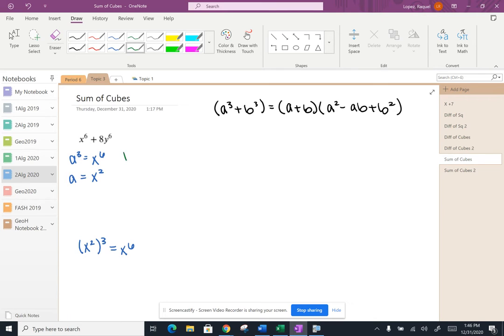Okay, now let's identify what b cubed is. b cubed is going to be 8y to the sixth. So I need to figure out what the cube root of 8 is. What number times itself 3 times will get me to 8? The answer is 2. And then the cube root of y to the sixth is going to be y squared. If we want to check our work really quickly, we have 2y to the third... oh, I meant to say y squared.